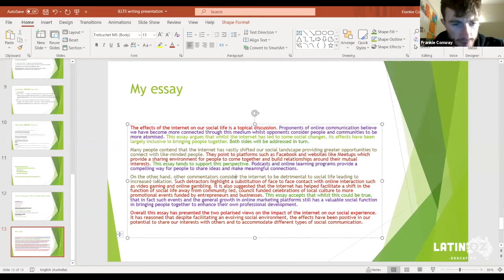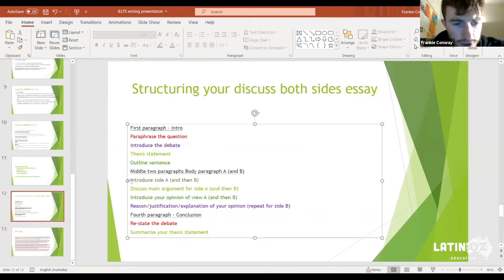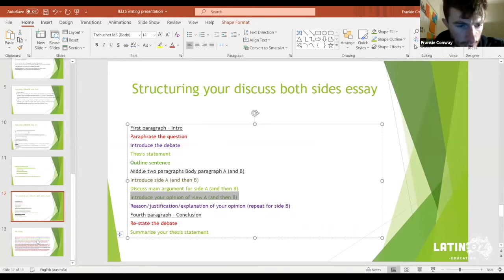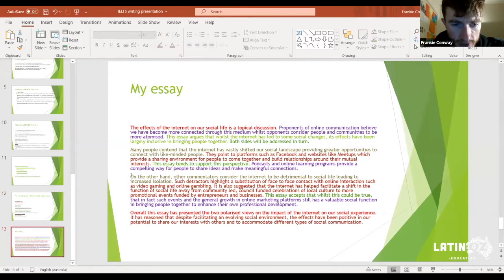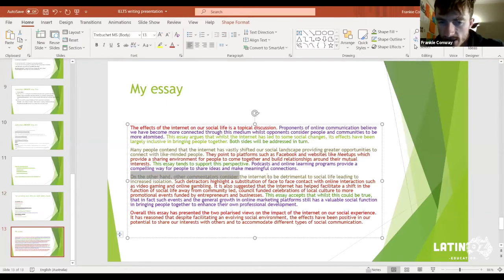Okay, then guys, I've come on to paragraph B. So introduce side B now. It's the same structure, but the opinion is obviously going to be slightly different. But the structure is staying the same. So first sentence, on the other hand, other commentators consider the internet to be detrimental to social life, leading to increased isolation.